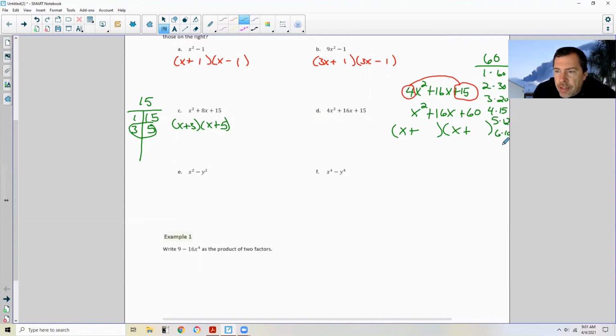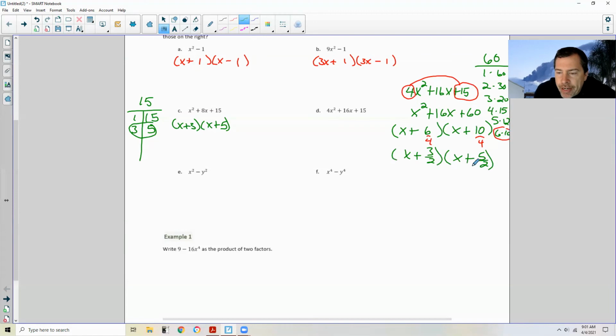10. And as these numbers get closer, 7 won't go, 8 won't go, we're done, and they repeat. So I'm looking for factors of C, which is 60, that add up to 16. Well, it's the 6 and the 10. So this is x plus 6, x plus 10, but don't forget we multiplied by 4, so we have to divide by 4, and this simplifies to x plus 3 halves times x plus 5 halves.